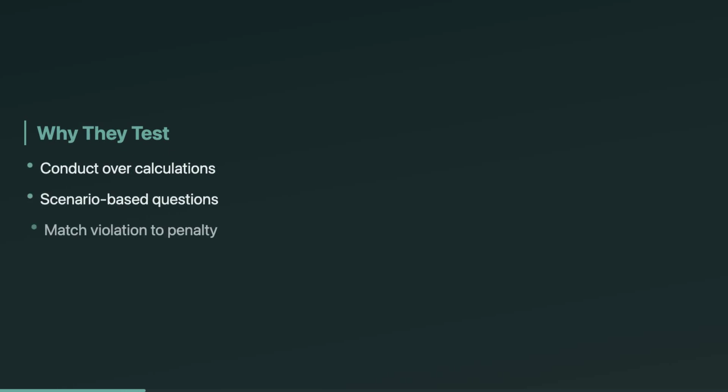Preparer penalties show up a lot on EA Part 3 because they test professional conduct, not just math. The exam loves scenarios where a preparer cuts corners, ignores rules, or fails basic record keeping. Your job is to spot the penalty category fast, then match it to the right dollar amount or percentage. Think, what did the preparer do wrong first? Then, what's the penalty?